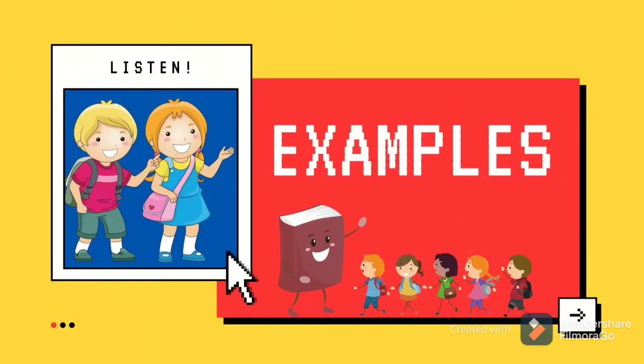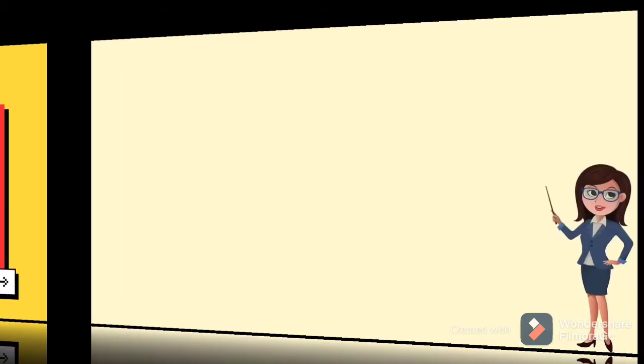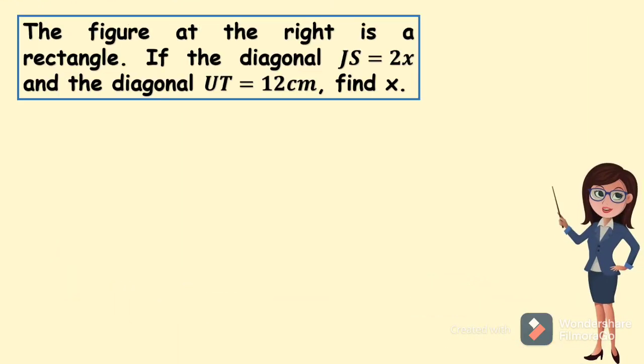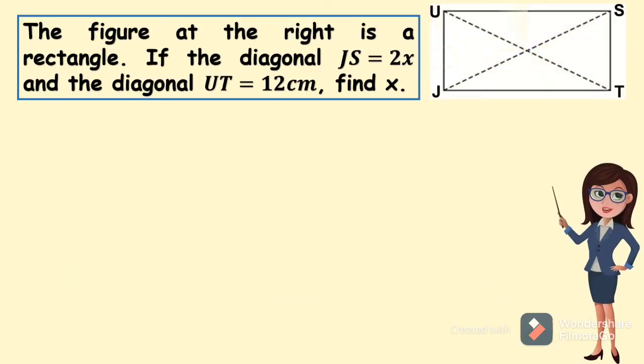Let's proceed with examples. The figure at the right is a rectangle. If the diagonal JS is equal to 2x and the diagonal UT is equal to 12 cm, let's find out the value of x.